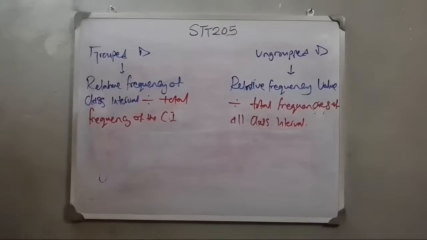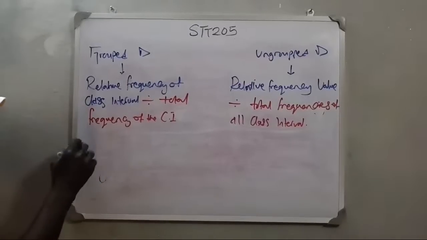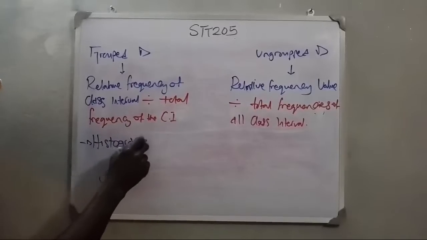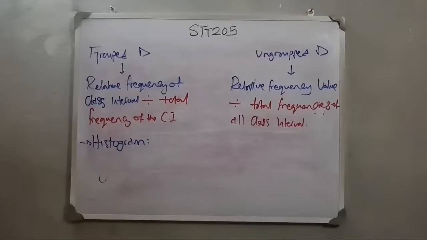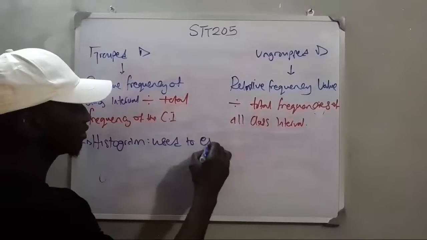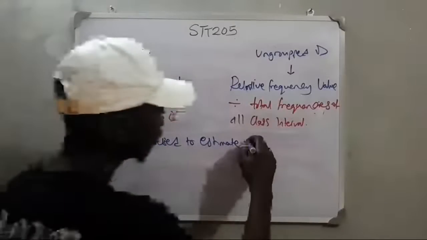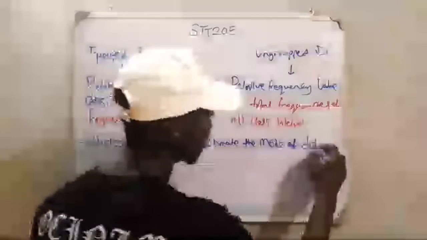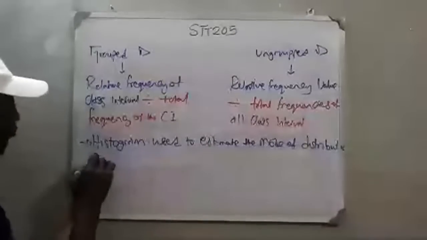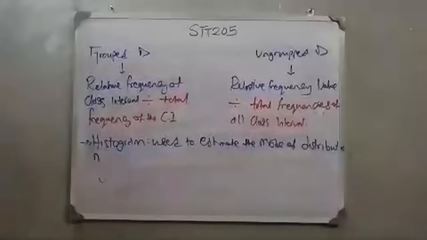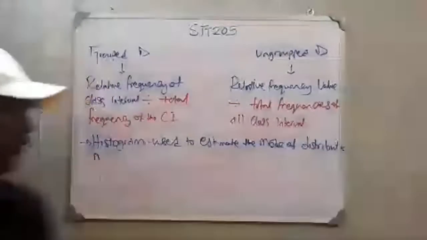Now we have the histogram. One of the ways of presenting or representing the frequency distribution is by means of a histogram, and it is said to be used to estimate the mode of the distribution. That is for the histogram.